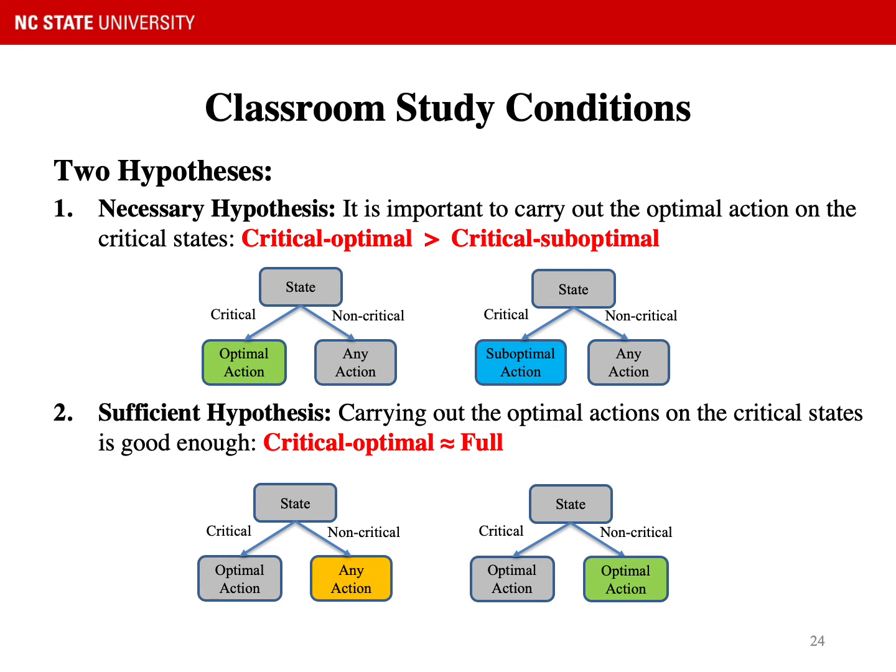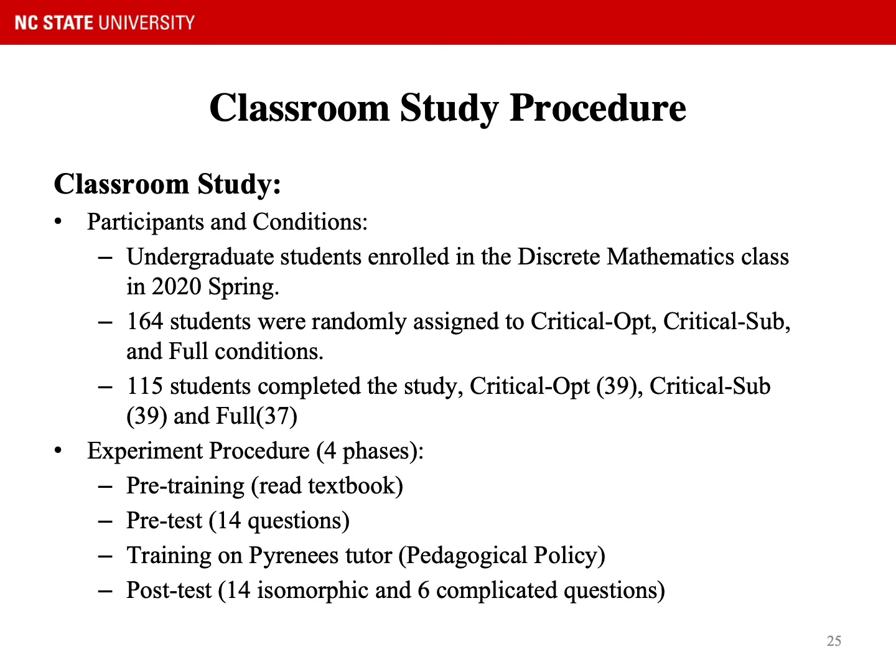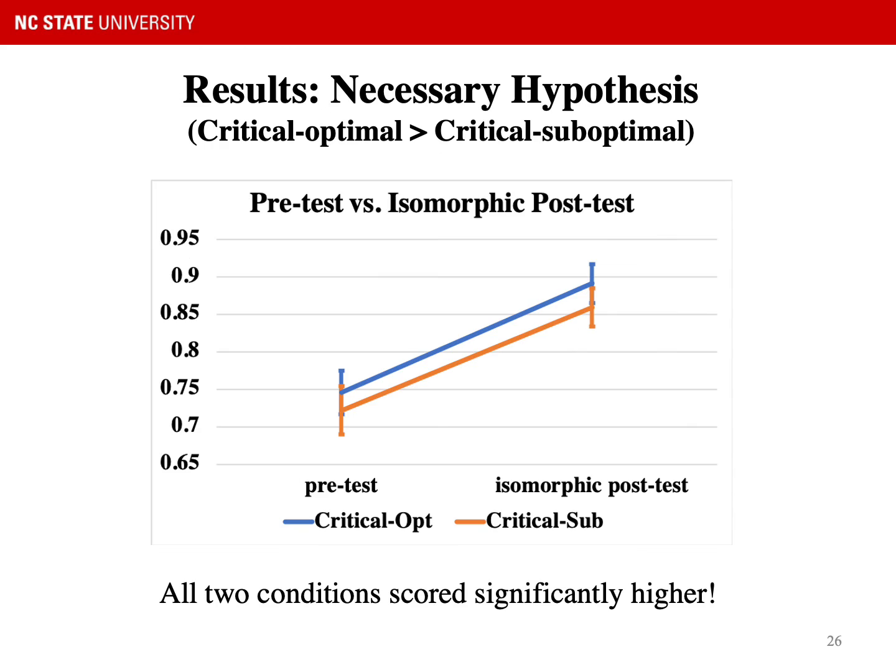Next, I will briefly introduce the procedure of the classroom study. In this classroom study, students were randomly assigned into the three conditions. There are 4 phases in the study: pre-training, pre-test, training on the tutor, and post-test. Next, I will show the results.